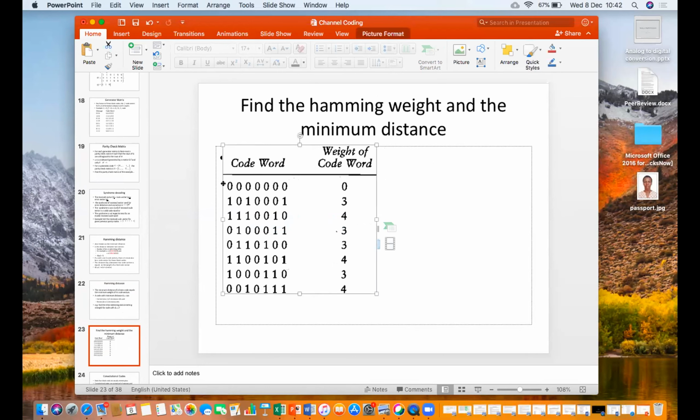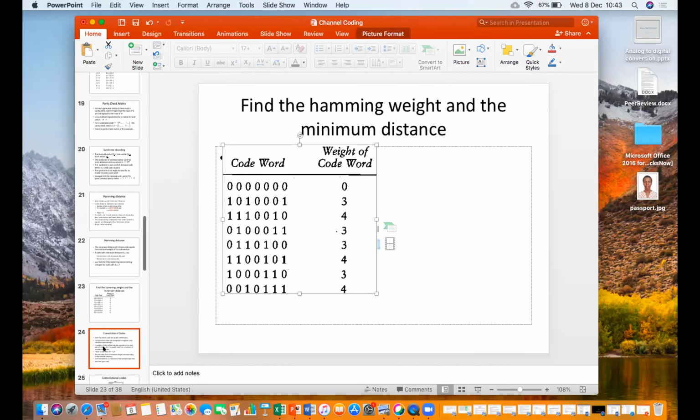Okay, so let's find out what is the Hamming weight of this code? The answers are already there. But of course, we know that the Hamming weight is the number of bits which are not equal to zero. So in this one, they are all zeros, so the Hamming weight is zero. Here we have one, two, three, so the Hamming weight is three. Here is one, two, three, four, and so on for the other code words.